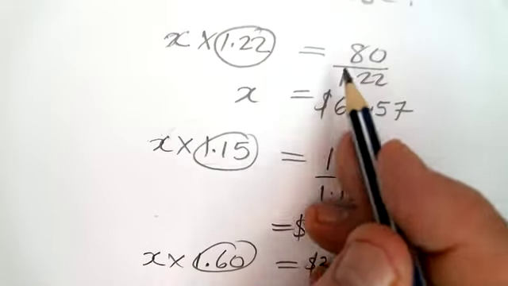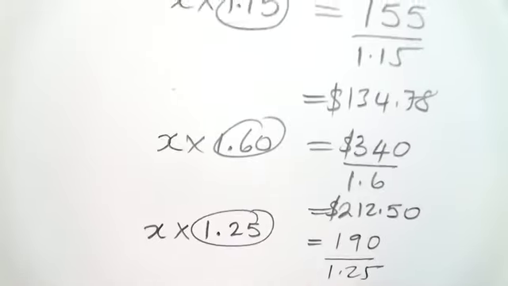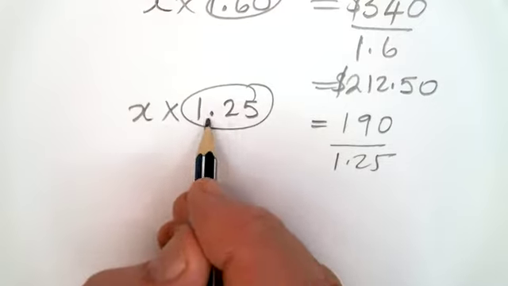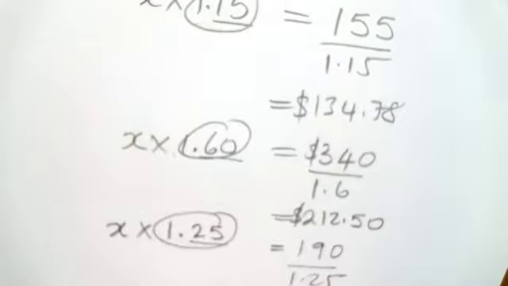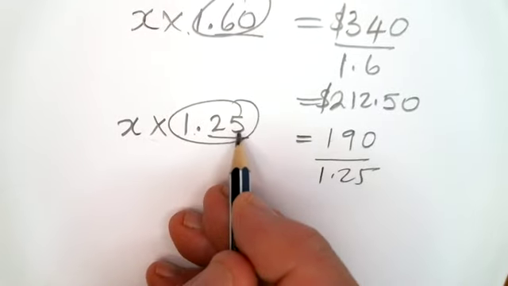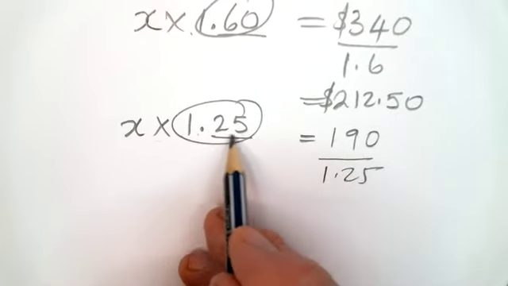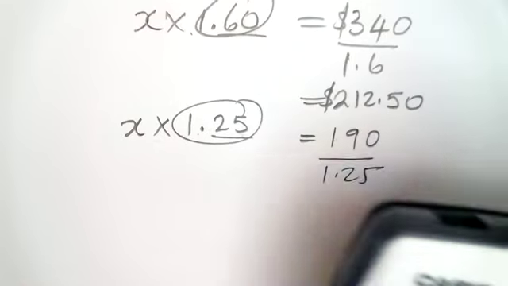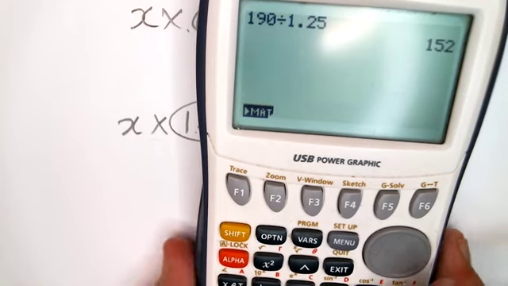Whenever this happens, we divide the new price by the percentage increase expressed as a decimal. Okay, so it's 1 plus the decimal. Always 1 plus the decimal. So whenever we increase a price by something, we always multiply by 1 plus the decimal increase. Now we're multiplying by 1 plus the decimal increase to find the new price, but to undo that, we divide by the increase expressed as a decimal added to 1. So we get 190 divided by 1.25. Here it is, and we get $152.